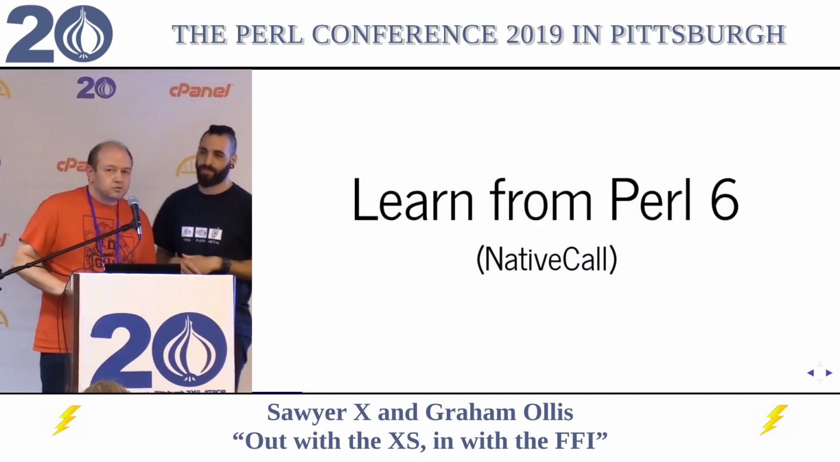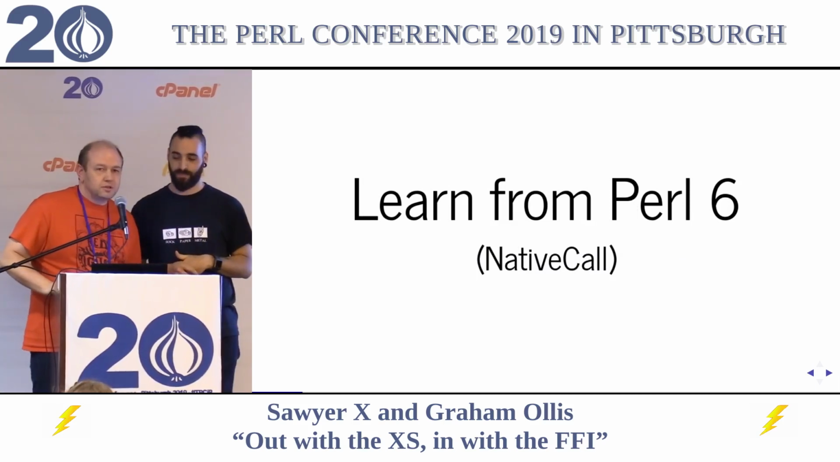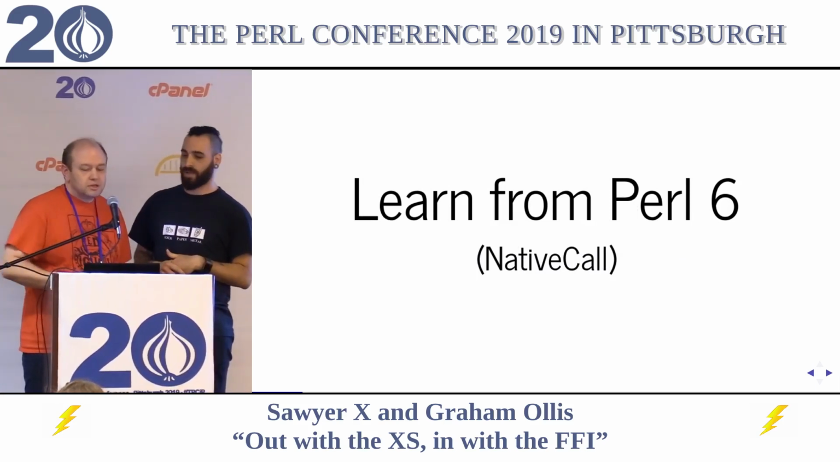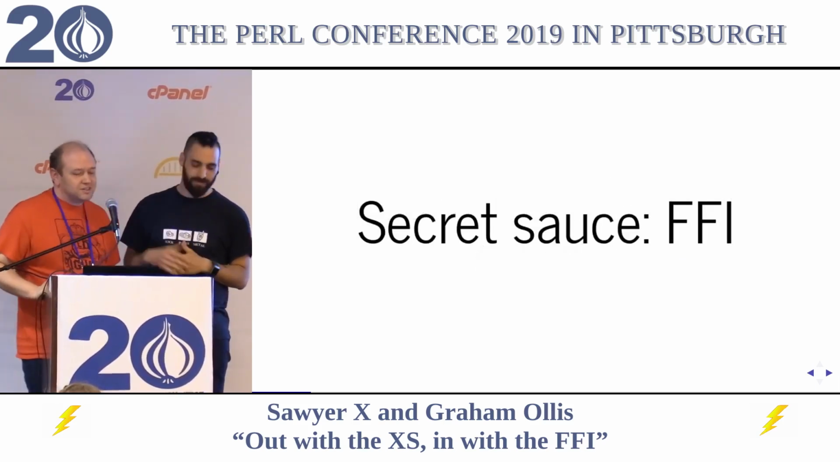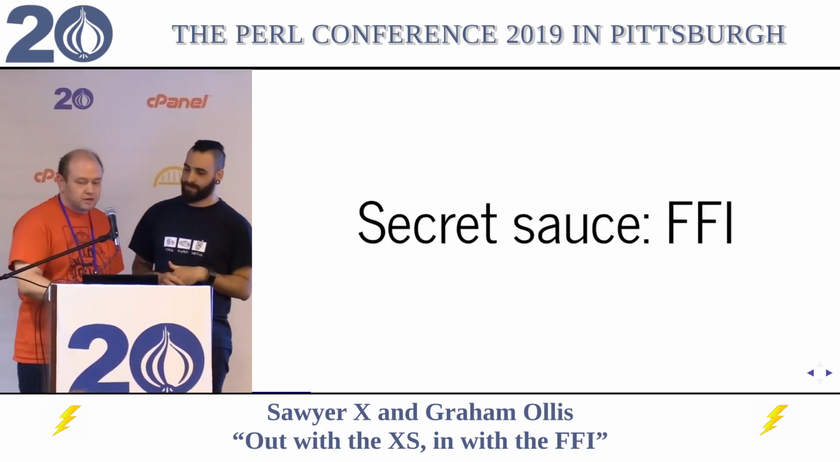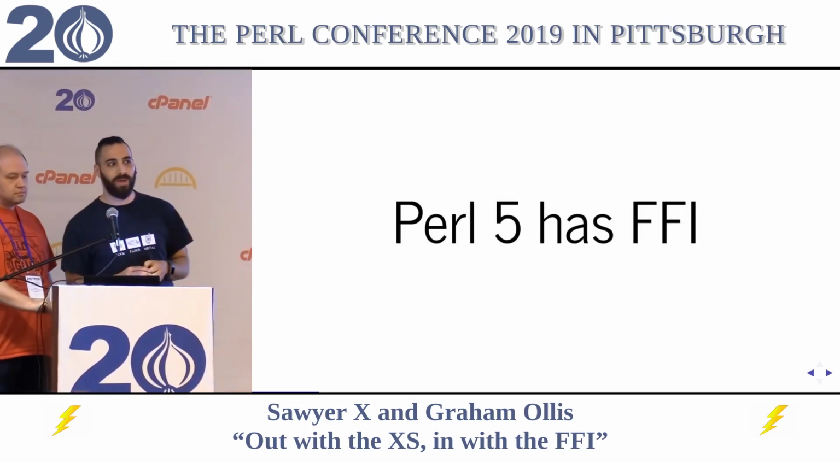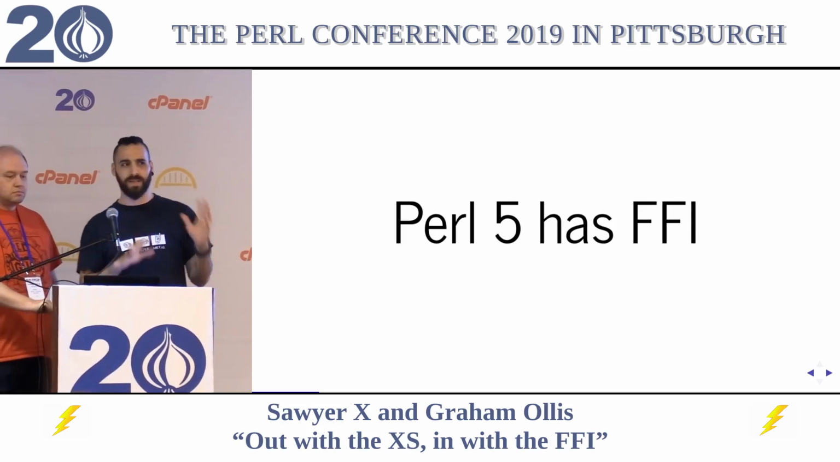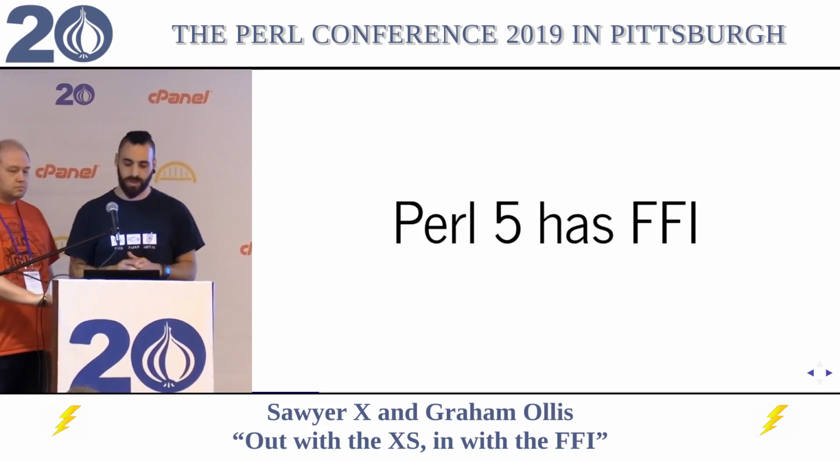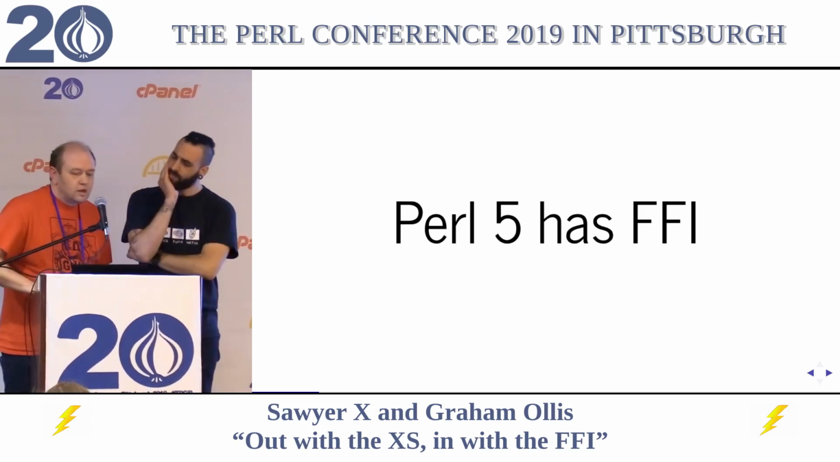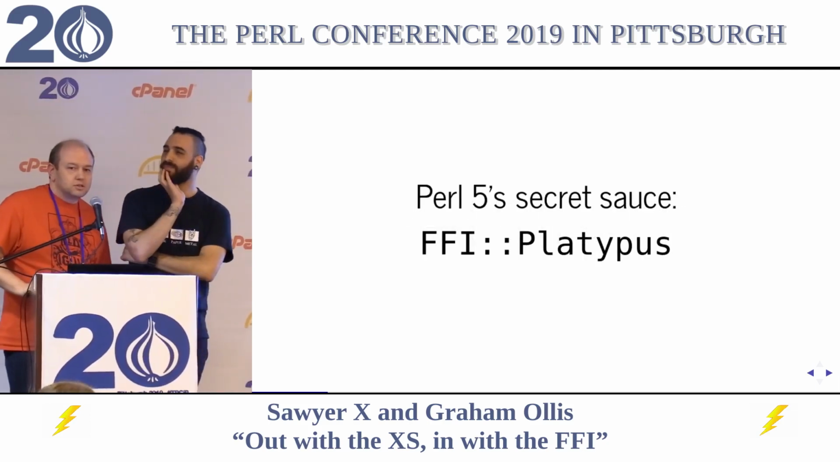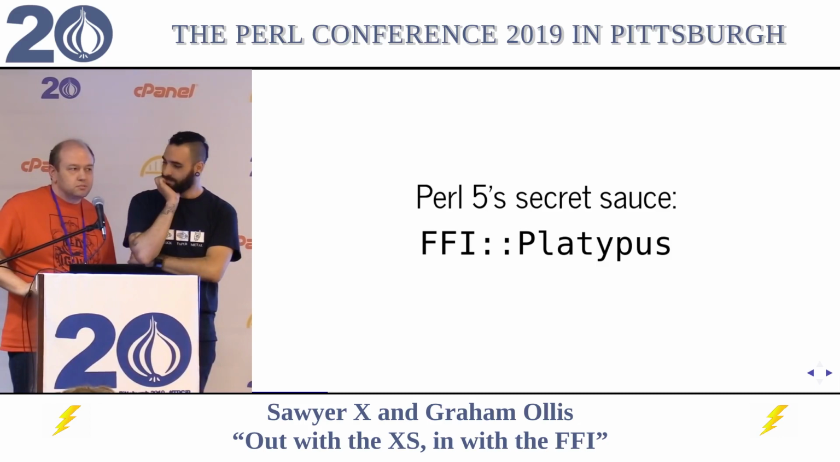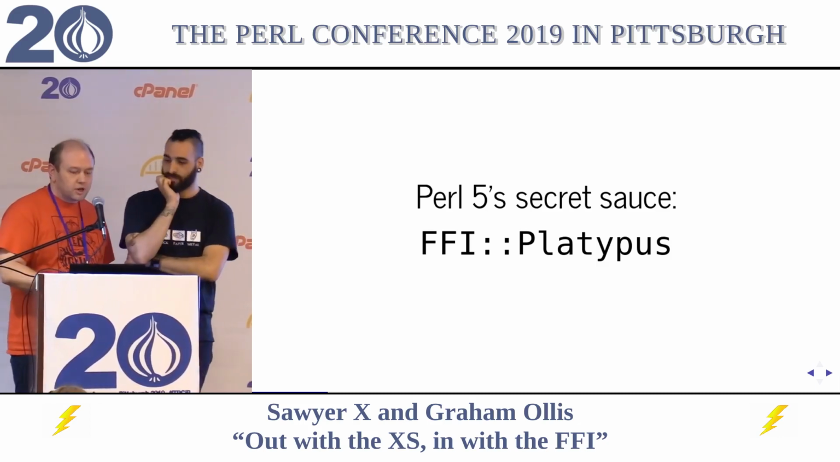We need to take a lesson from Perl 6, and they've got this thing called native call. That's really just FFI. But we have FFI in Perl 5 too. So Perl 6 has it, Perl 5 has it. We actually have several FFI libraries, not just one. Perl 5 secret sauce is FFI Platypus. It's a libFFI library that I wrote.